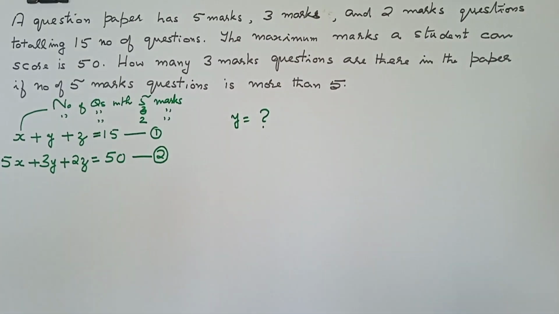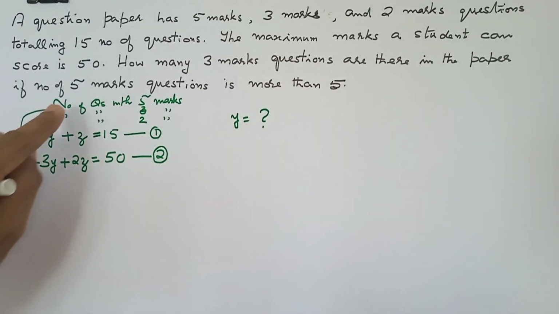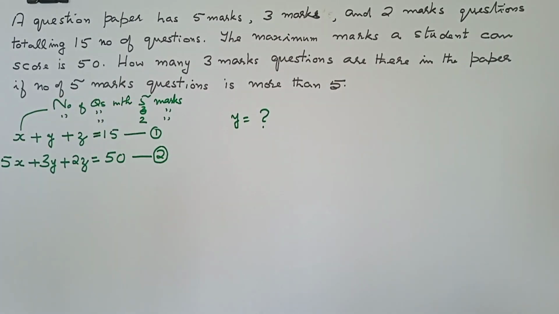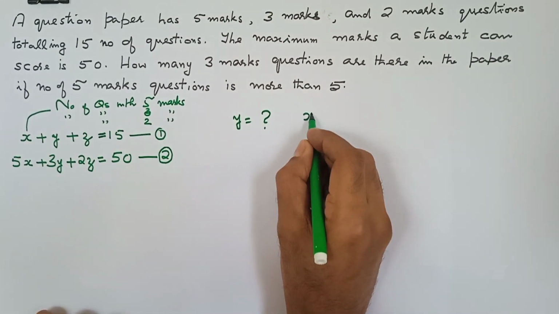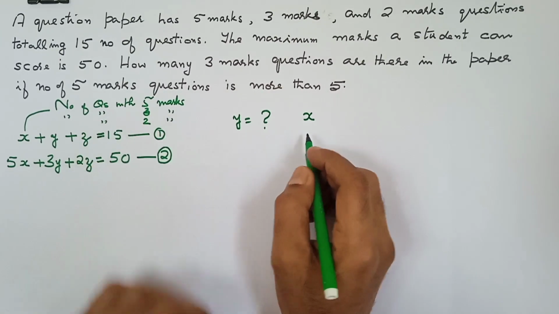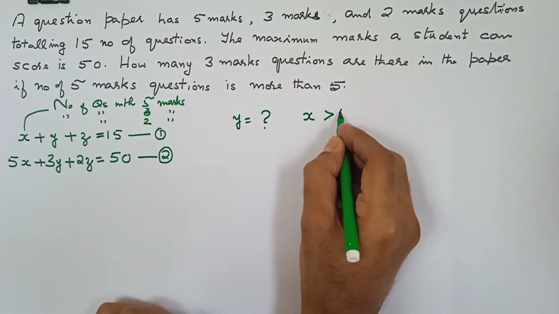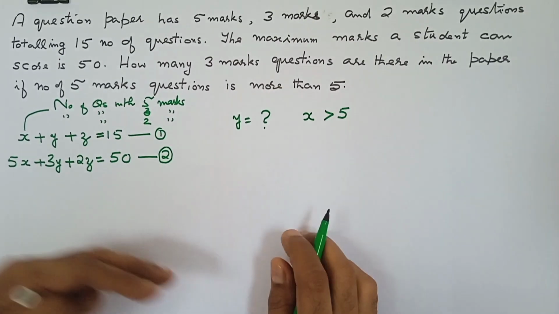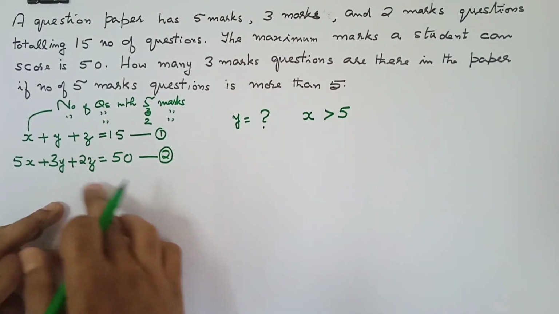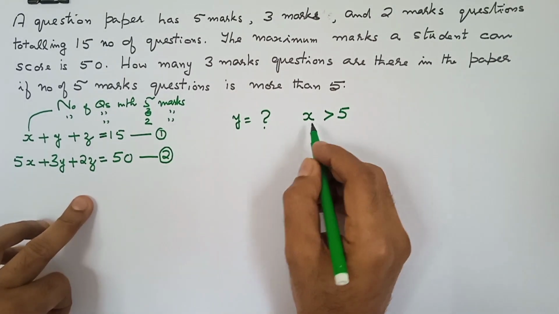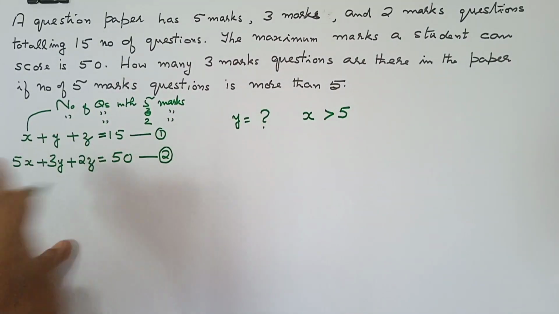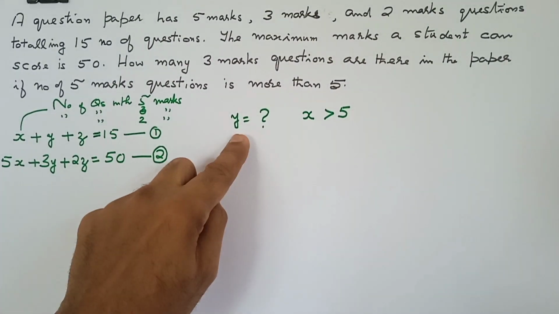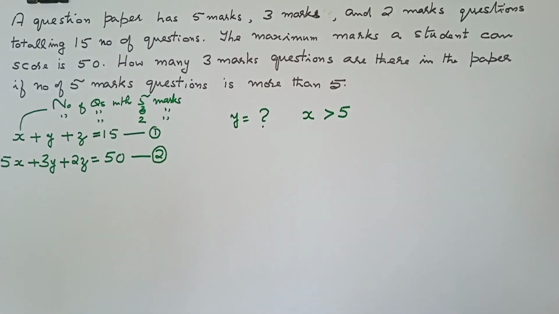Now, is there anything else given in the problem? Yeah, there is one condition given in the problem. That condition is number of 5 marks questions is more than 5. What does that mean? X means what? Number of 5 marks questions. That should be more than 5. So we have one equation lacking here, but instead there is a condition here. Hopefully we will use that condition along with these equations to identify unique value for y.